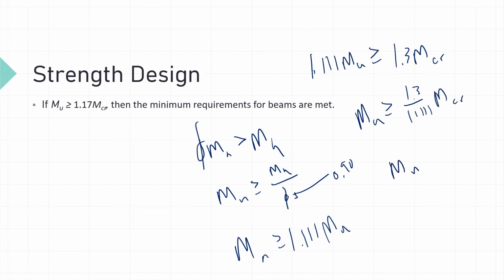And so as long as our applied moment is greater than or equal to 1.17 times our cracking moment, we have satisfied our minimum reinforcement requirements for our beam. So just a nice little relationship. I mean, typically we'll have to solve for our cracking moment anyways for deflections, and we obviously have to solve for our ultimate moment for designing our beam. So a pretty easy way for us to check that we meet those minimum requirements.